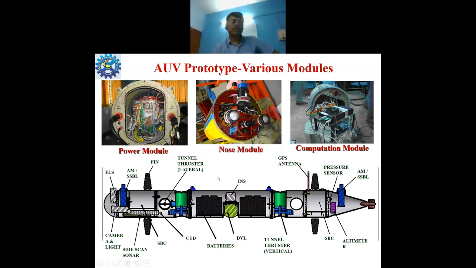A number of thrusters are also placed. At the front part, there are forward looking sonar, camera and light, and side scan sonar is placed towards the forward direction only, which is used to map the seafloor. And this is the computational module, where single board computers are placed. At the tail side there is another computational module which can store the payload data, as we are not able to communicate the payload data to the ship console due to communication bandwidth restriction.